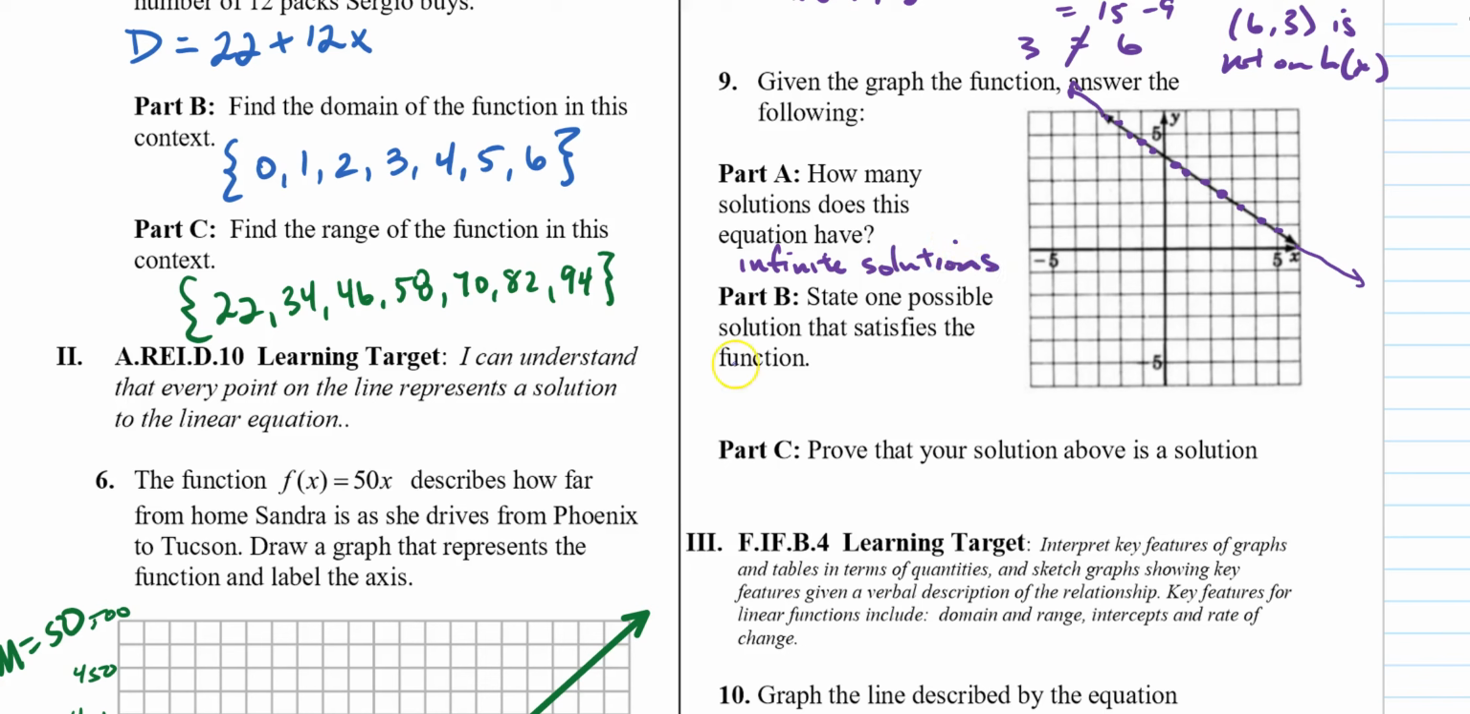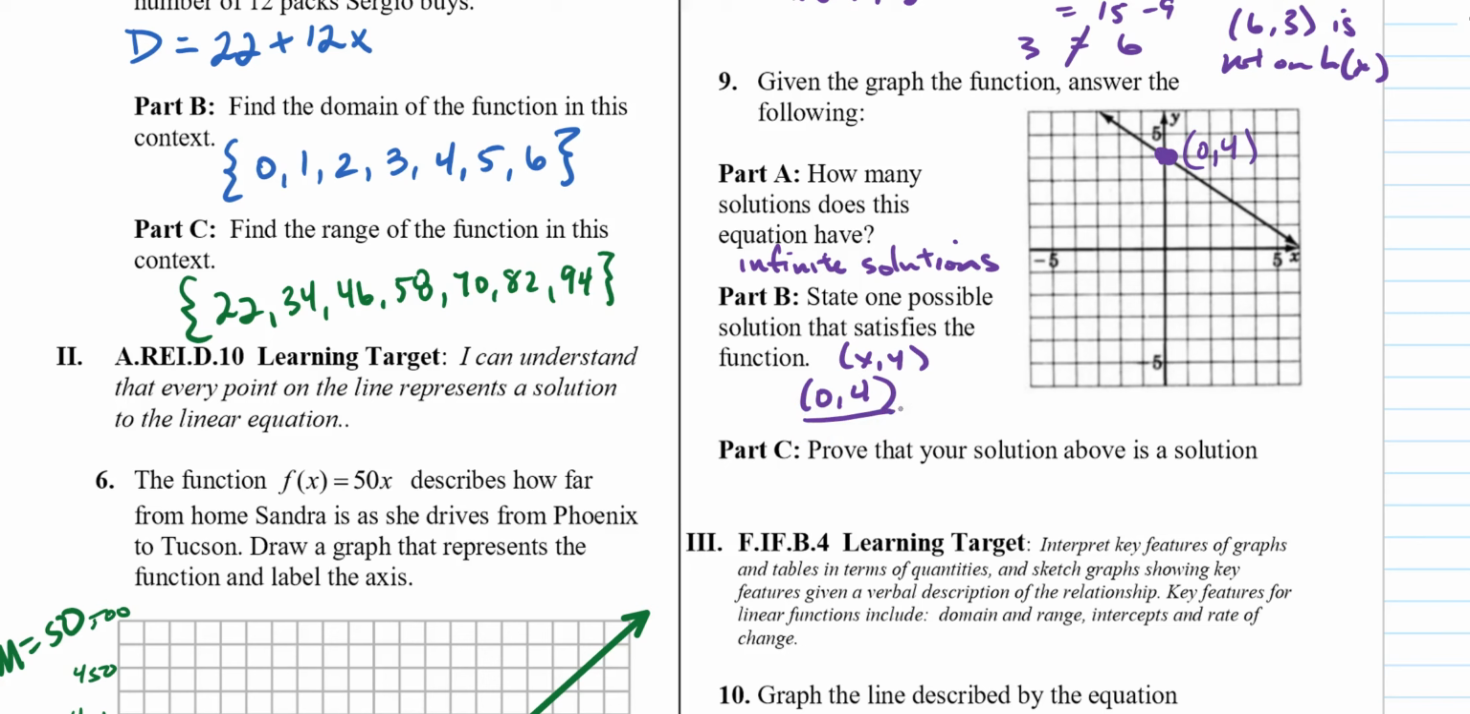State one possible solution that satisfies the function. Well, all that means is find an ordered pair that's on the line. Find an x, y pair that's on the line. So if I take that point right there, that would be the point (0, 4). And that is on the function.